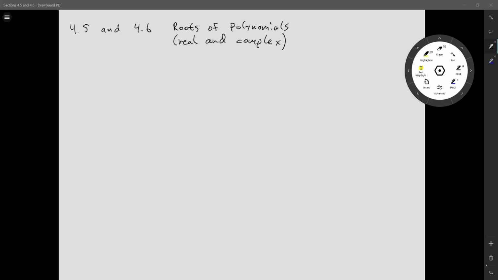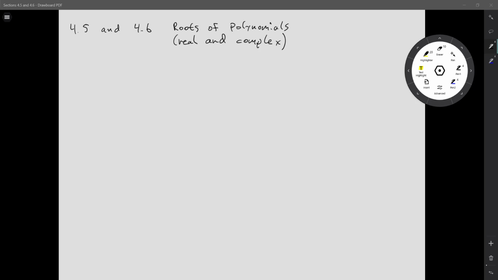Now 4.5 is about roots of polynomials. It's called real zeros of a polynomial function, and 4.6 is about the complex roots or complex zeros of a polynomial function. Really, these should be done together because they're going to require the same type of work, except the complex roots from polynomials are going to require just one extra little step, and that extra little step is going to be the quadratic formula.